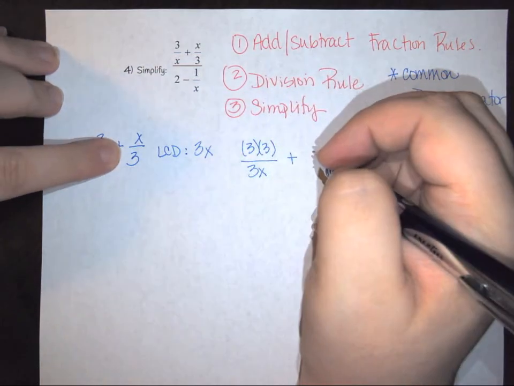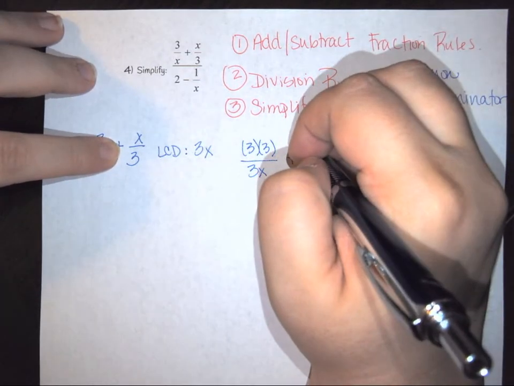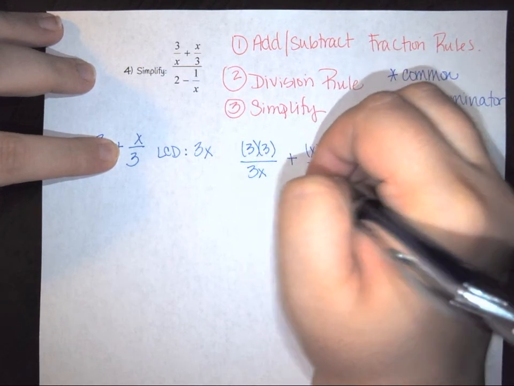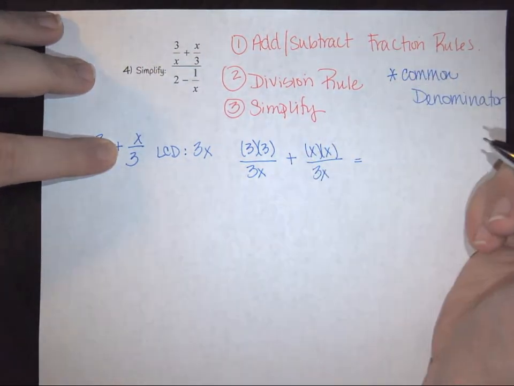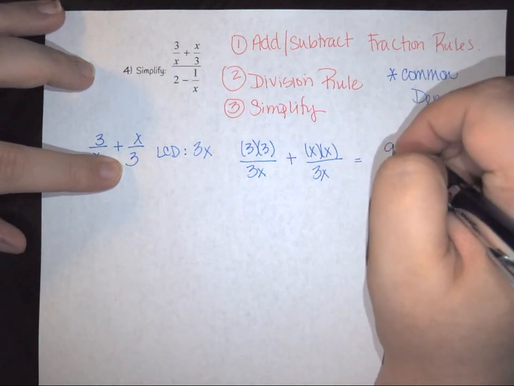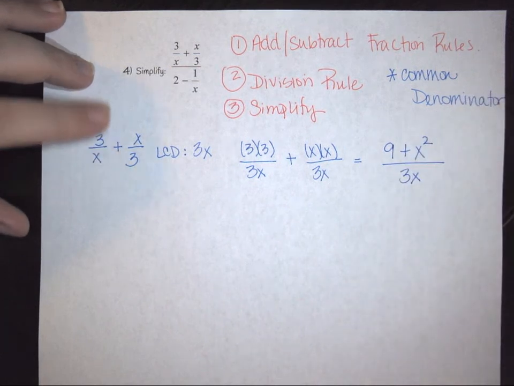And I'm adding this to the second term. I have the 3, but I'm missing the x. So this becomes x times x all over 3x. Your rules say do the math. So this is 9 plus x squared all over 3x.